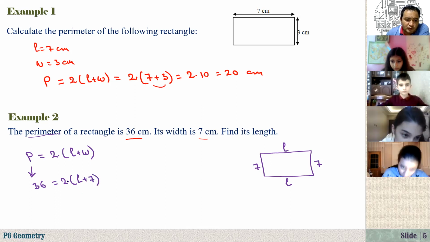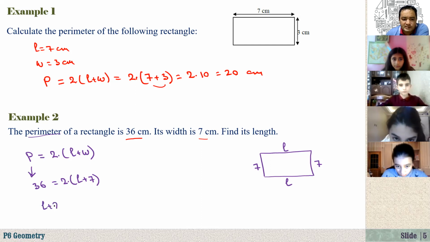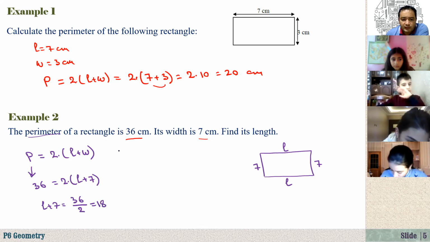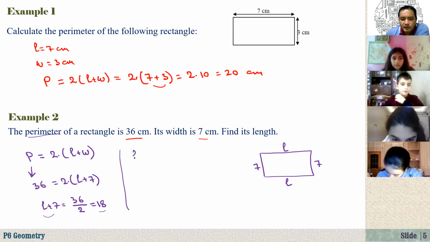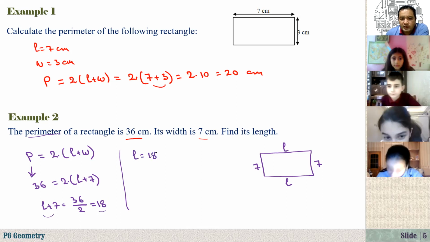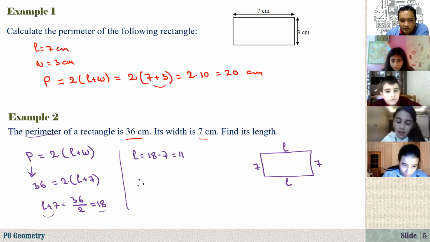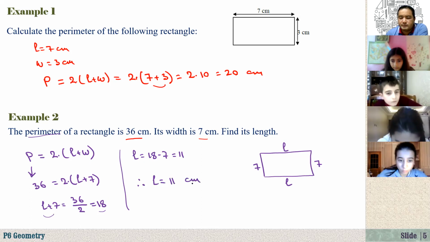Now, we know that 2 times something is equal to 36. Then L plus 7 is equal to 36 over 2, which is equal to 18. Now, L plus 7 is equal to 18. 18 minus 7 is 11. So L is 11. Now, the length of the rectangle is 11 centimeters.